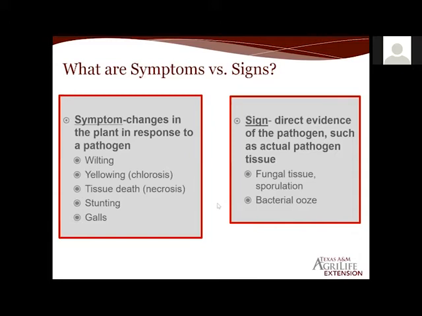This can include wilting, yellowing, or chlorosis, tissue death, or necrosis, stunting, which is when it's too small and just generally unthrifty, and galls. Signs are direct evidence of the pathogen, like actual pathogen tissue. Typically, this will be fungal tissue, sometimes bacterial ooze, but that's not as common.